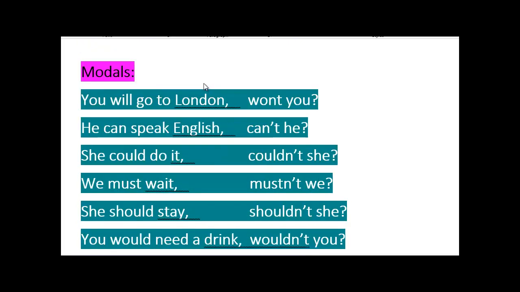And with the modals, you will go to London, won't you? Okay. He can speak English, can't he? He could do it, couldn't he? We must wait, mustn't we? He should stay, shouldn't he? You would need a drink, wouldn't you? Okay. All positive statements and negative question tags.